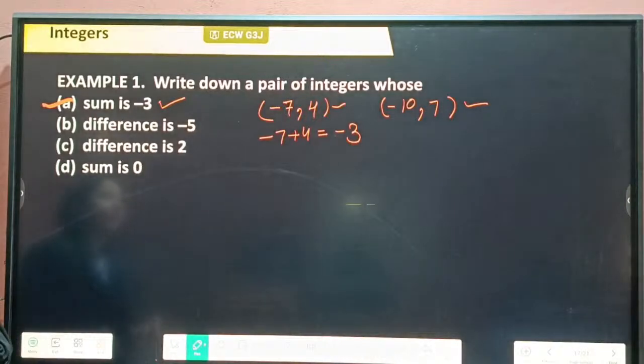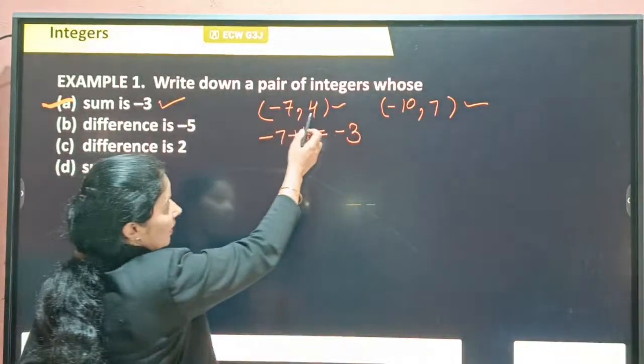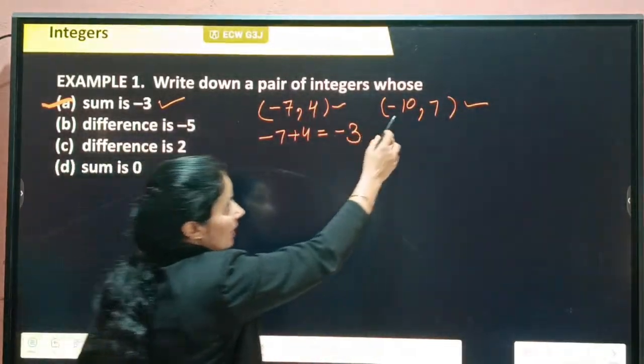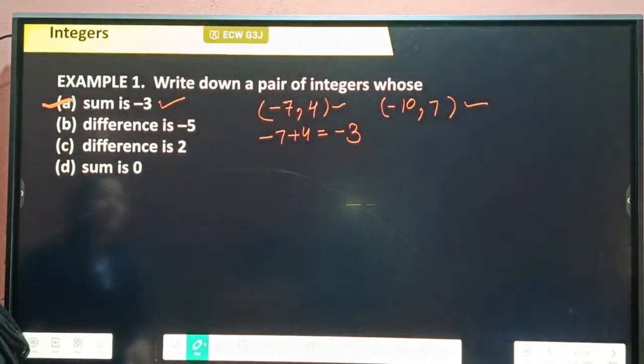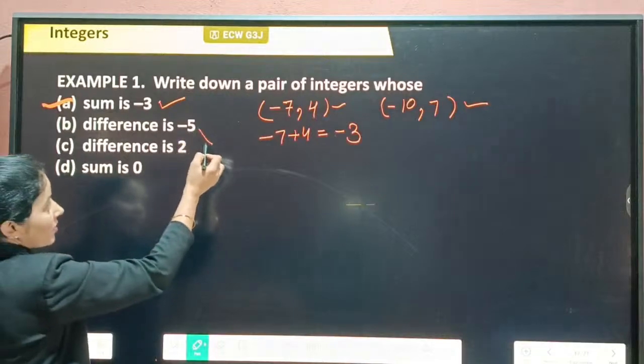In the first part, we need to write down one pair of integers whose sum is minus 3. So you can choose minus 7 and 4. You can take minus 10 and 7, whose sum is minus 3. Next, whose difference is minus 5.